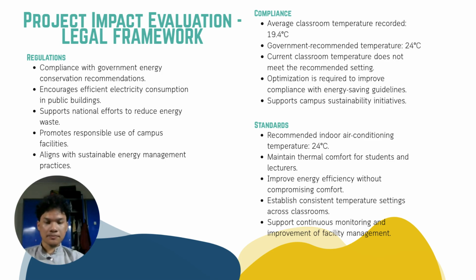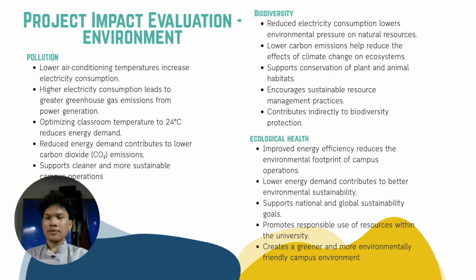Next, standards. The recommended temperature of 24 degrees Celsius serves as a standard that balances occupant comfort and energy efficiency. Our findings show that the average classroom temperature is significantly below this standard. Therefore, optimizing the air conditioning settings will help ensure consistent temperature control, maintain thermal comfort for students and lecturers, and improve overall facility management.